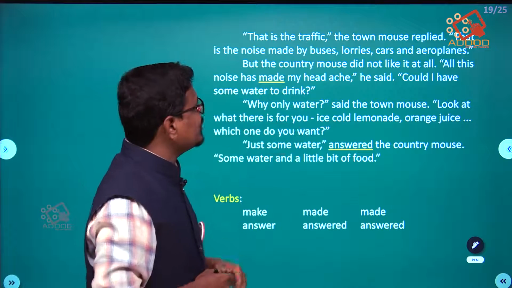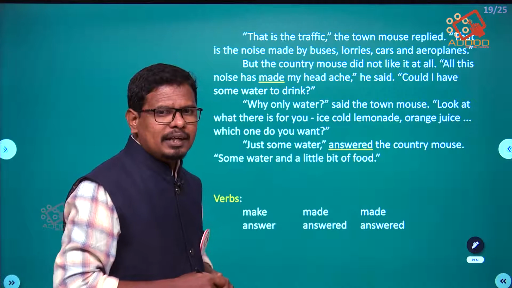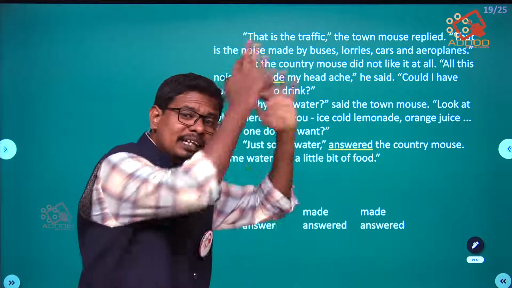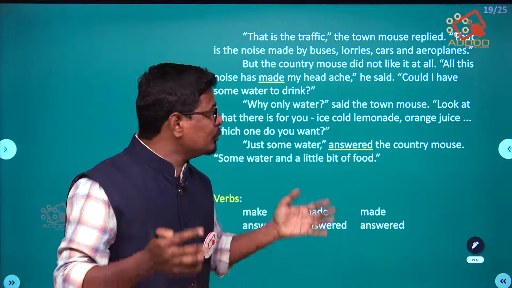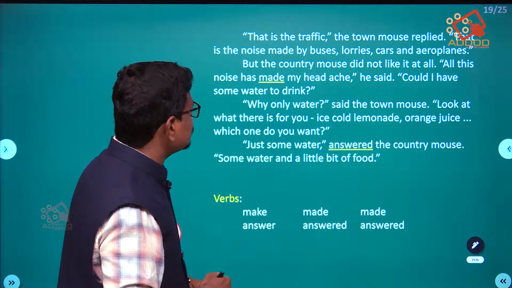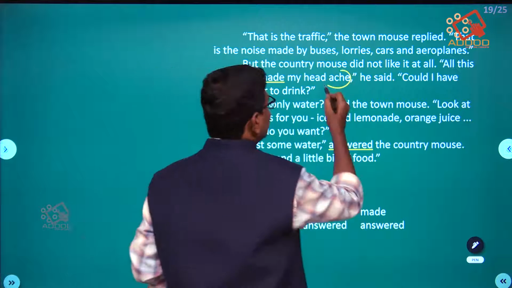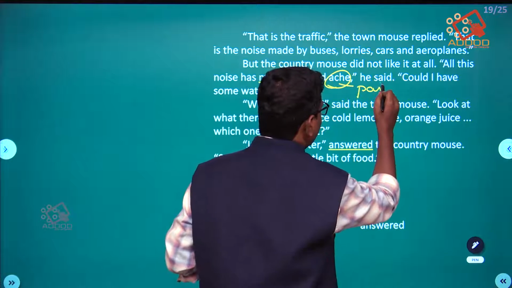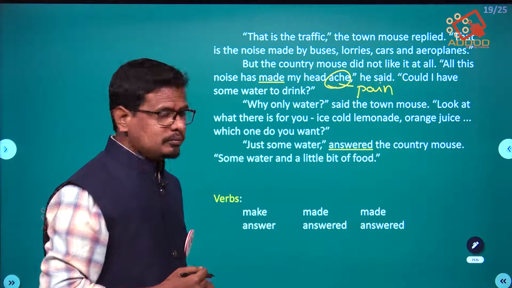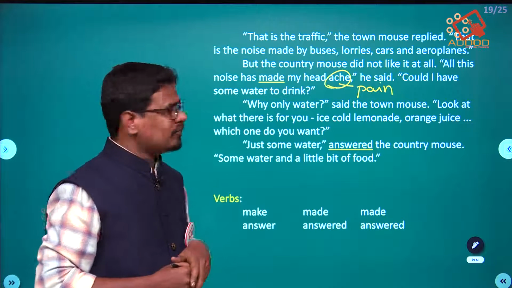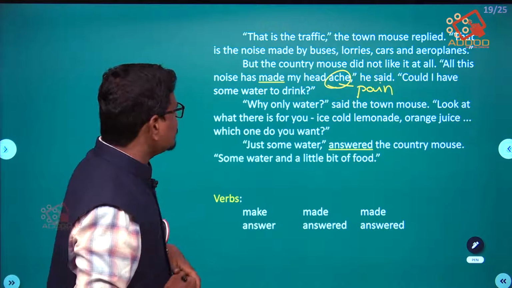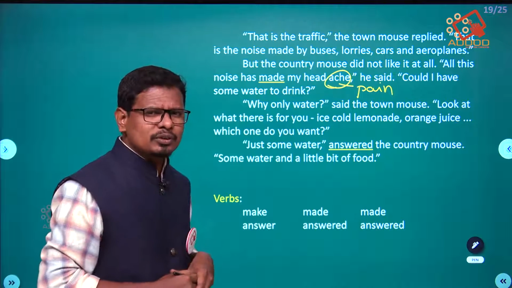But the country mouse did not like it at all, because the countryside was really peaceful. It was good. "All this noise has made my head ache." Okay, there was a headache. And he said, "Could I have some water to drink?"